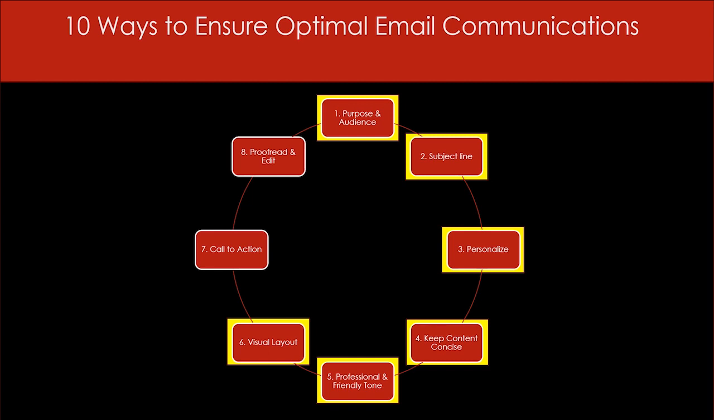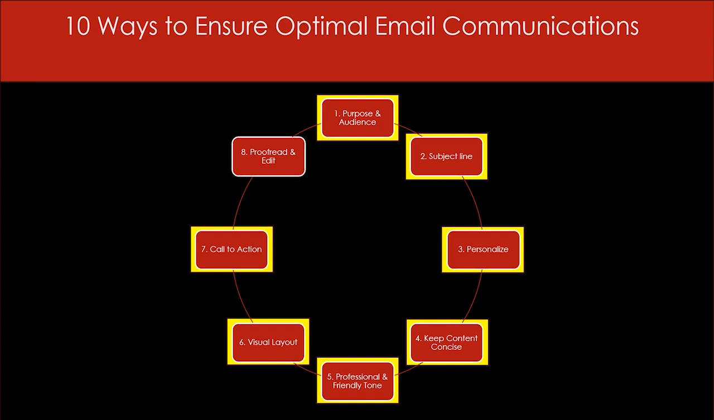Number 6, use a visually appealing layout. Another key element of a successful email communication is the visual aspect. It should break up the text with headings, subheadings, white space, and bullet points, and it should be easily readable and visually appealing and highlight key information.